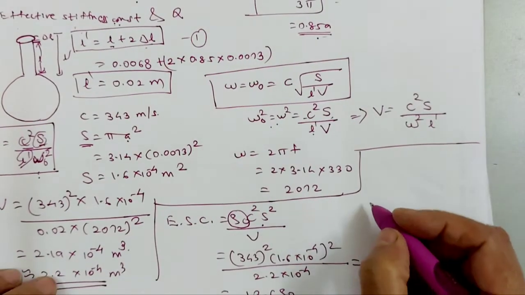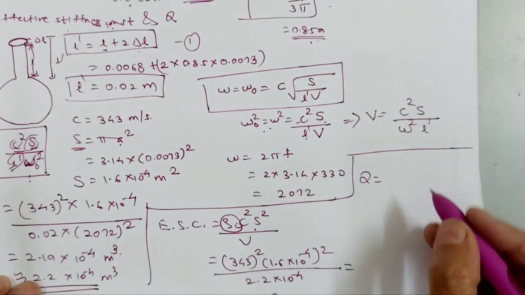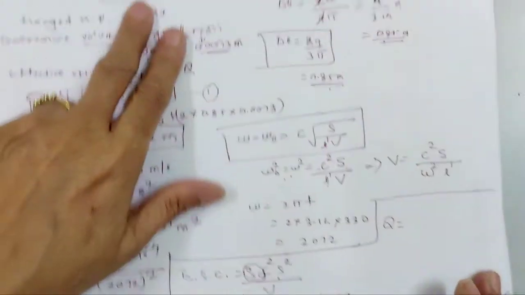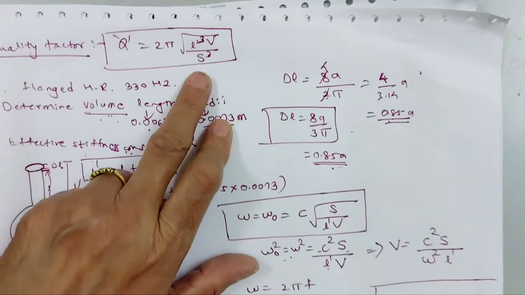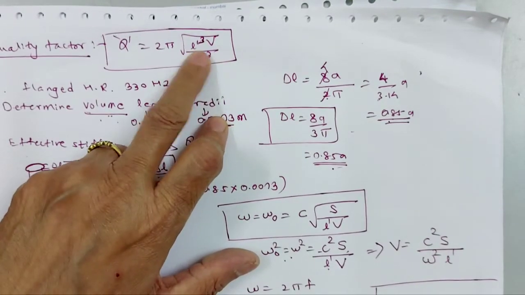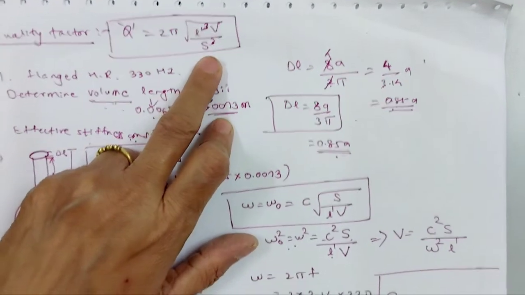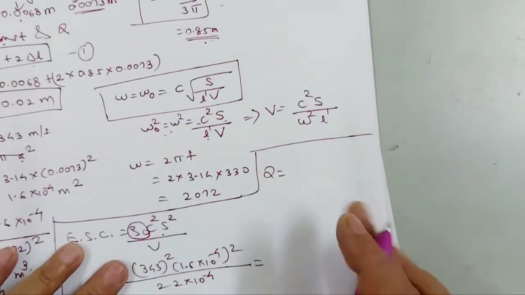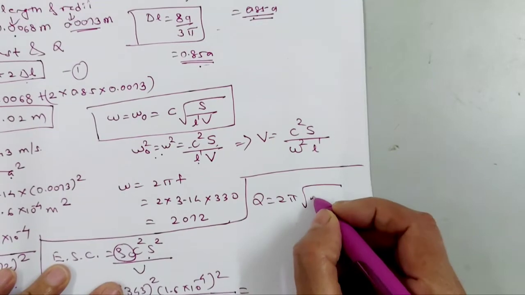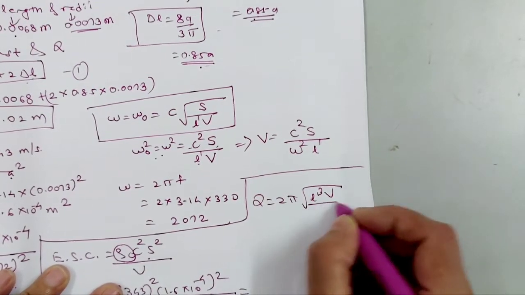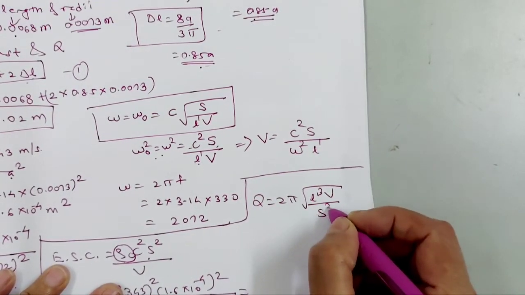Done. And now the next thing should be Q. What is Q? Quality factor. What is the formula? I just now taught you. It is 2 pi under root L dash cube V by S cube. Do I know L dash? Yes. V? Yes. S cube? Yes. So Q will be 2 pi under root L dash cube V divided by S cube.